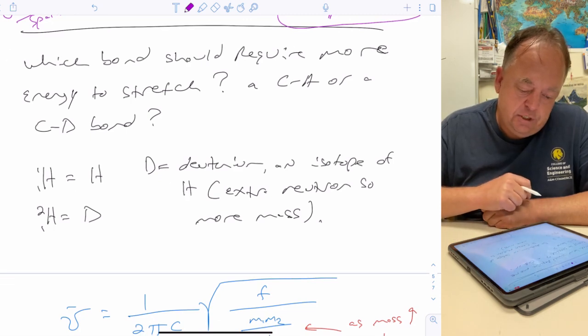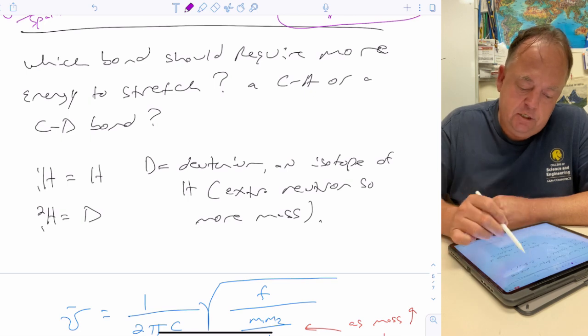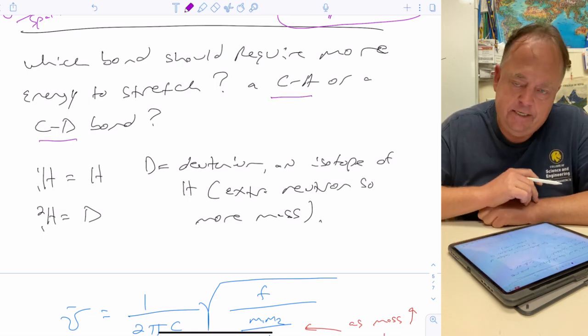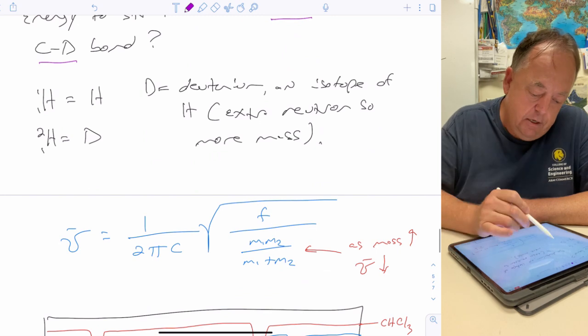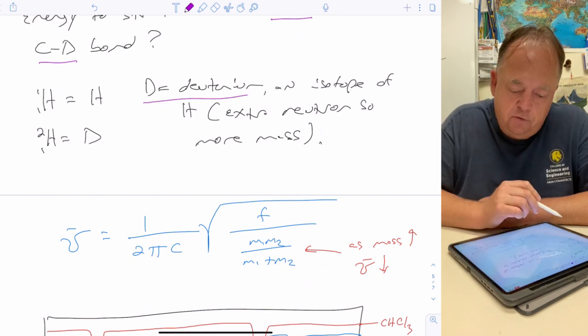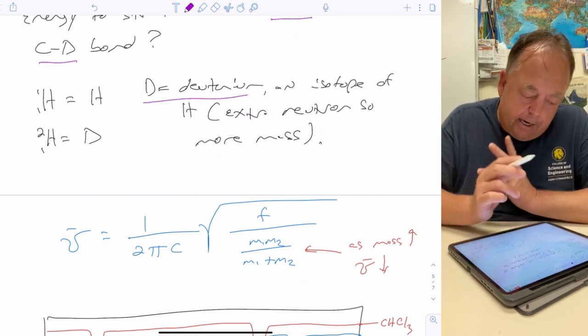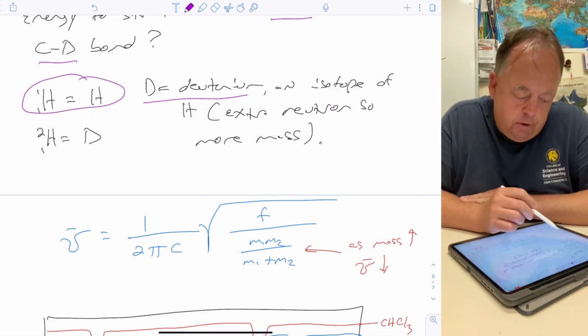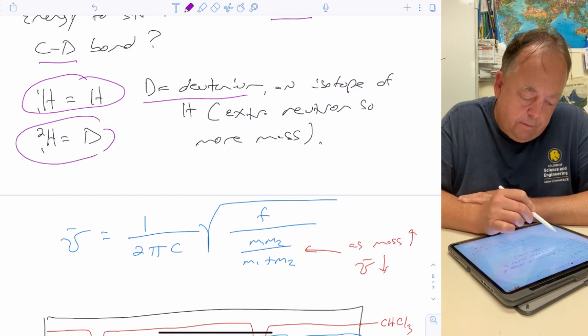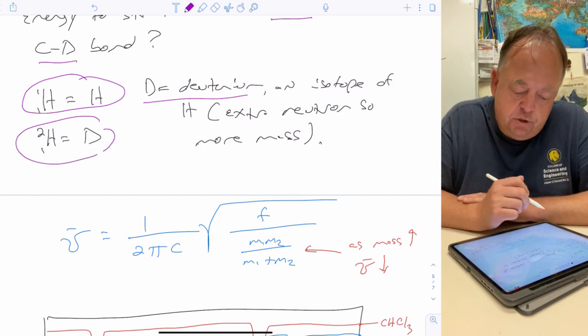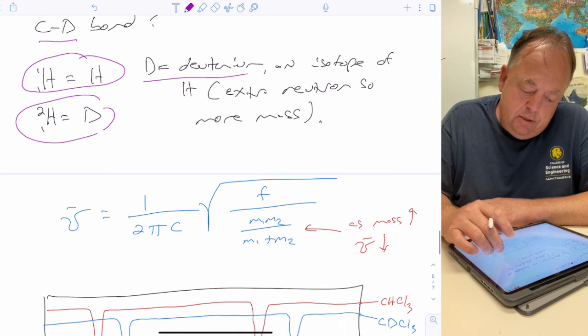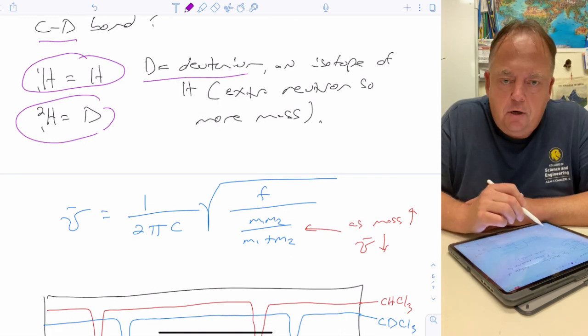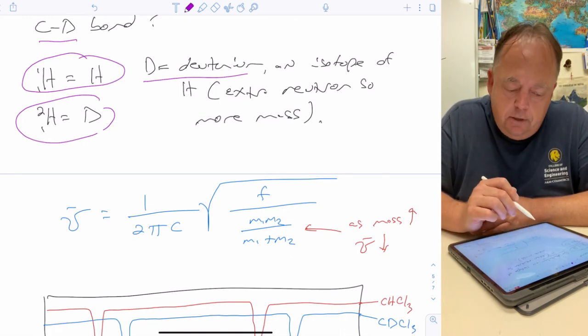Okay, so just as an application of this, which bond should require more energy to stretch, a CH bond or a CD bond? If you remember, what is D? D is deuterium, it's just an isotope of hydrogen. When we say hydrogen, typically we're talking about H1, right? One proton, no neutron in the nucleus. H2, one proton and one neutron in the nucleus, is deuterium. So deuterium has an extra neutron, so it has more mass than a hydrogen atom does.